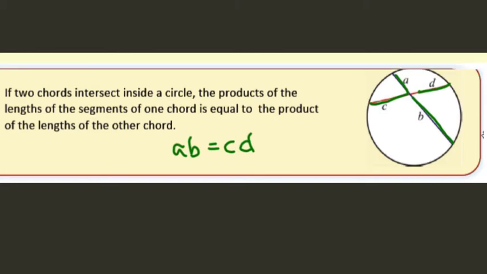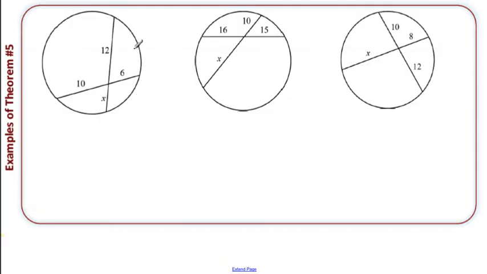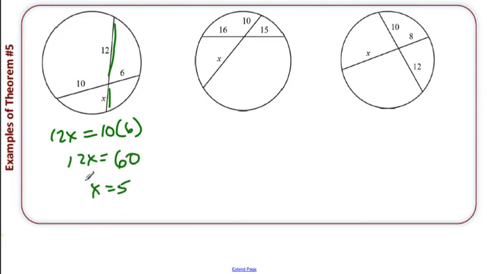So how easy is this to work out? Well, you're going to be given a circle like this. You just have to multiply, and I always make sure that I write it with the coefficient and the variable, so 12 times x equals 10 times 6. You get 12x equals 60. X equals 5. I told you it was easy. Let's do the next one.